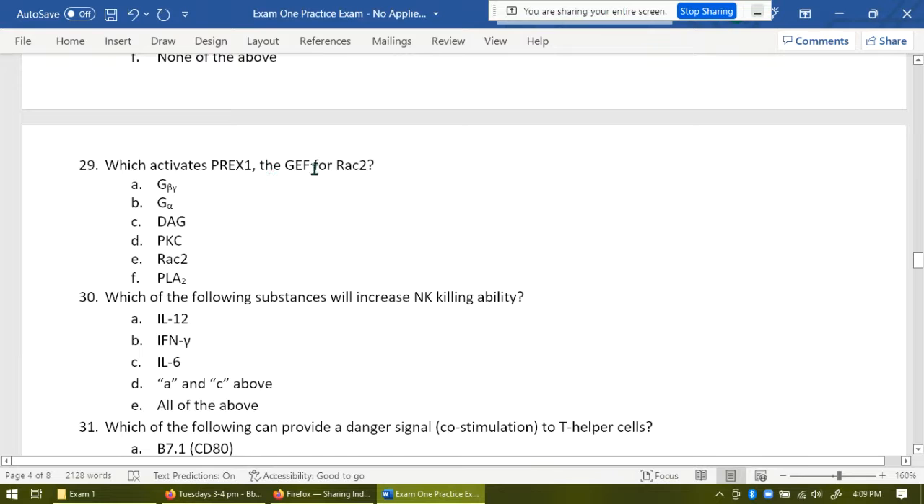Which activates PREX1, the guanine exchange factor for RAC2? This one is G beta gamma. We didn't cover this until today, but G beta gamma will activate PREX1, which then activates RAC2, which then assembles NADPH oxidase. Remember G alpha, it turns on phospholipase C, which cleaves PIP2 into DAG and IP3.